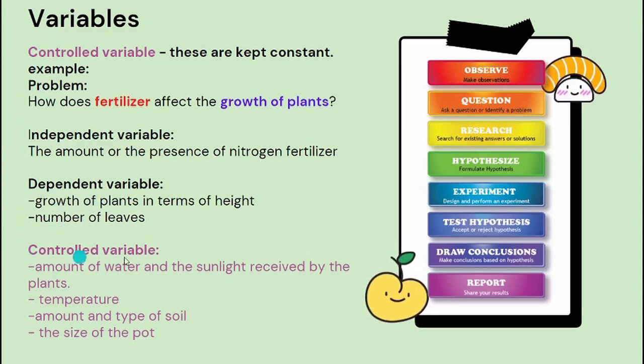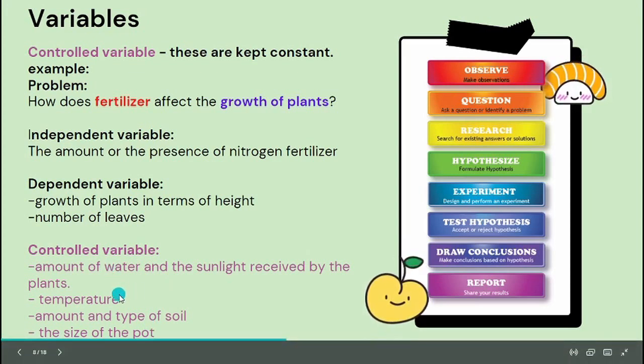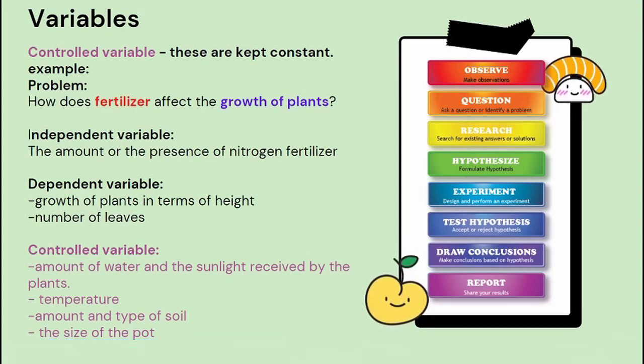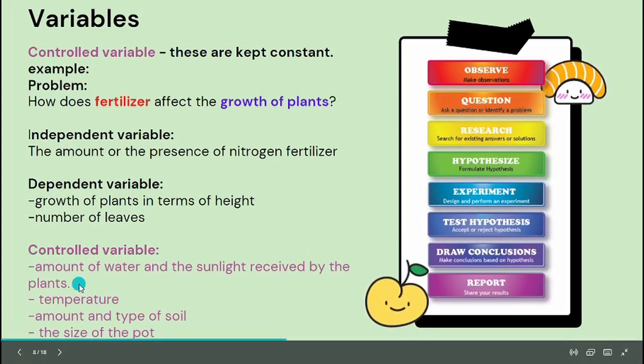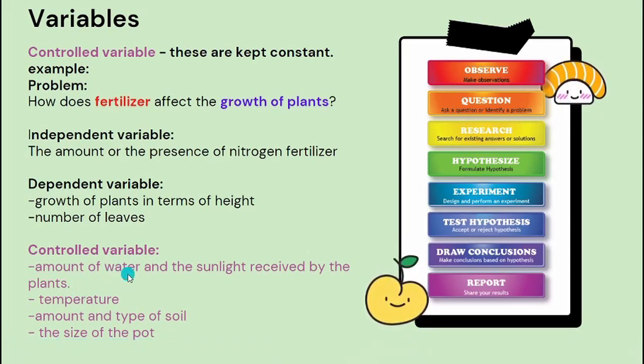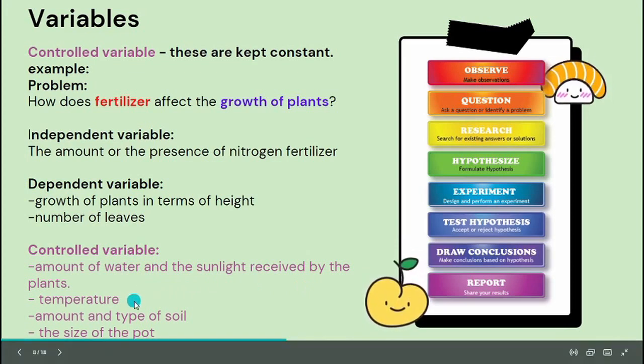Okay? And then the dependent variable is kung lalaki ba yung halaman or dadami ba yung dahon. Now, ang controlled variable naman is yung palaging magkakatulad. Okay? Or palaging pare-pareho ang amount. Let's say, for example, ang water. The same amount of water and the sunlight received by plants. The same temperature. The same amount and type of soil. The size of the pot.